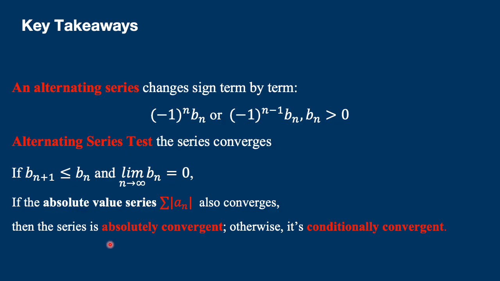Another thing we learned in this session is absolute convergence and conditional convergence. Absolutely convergent means that when you have an alternating series, you turn the negative terms into positive terms, so the infinite series becomes a sum of positive terms, and that converges. Then the original series converges absolutely. Otherwise, if the alternating series itself converges, we say it converges conditionally.